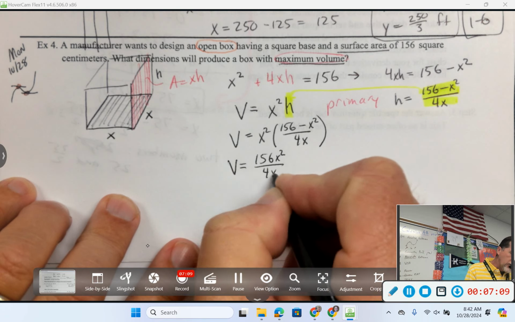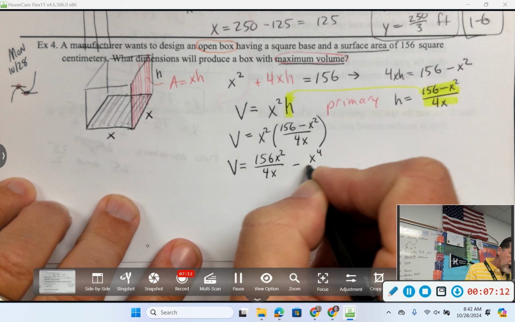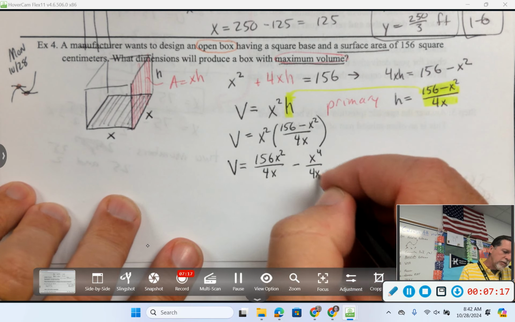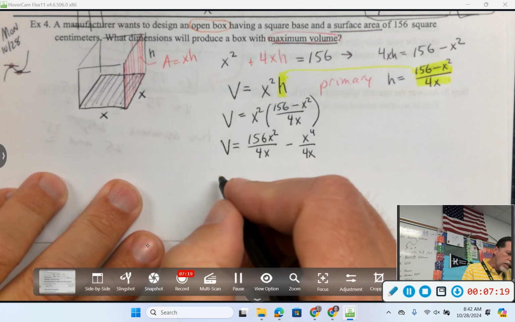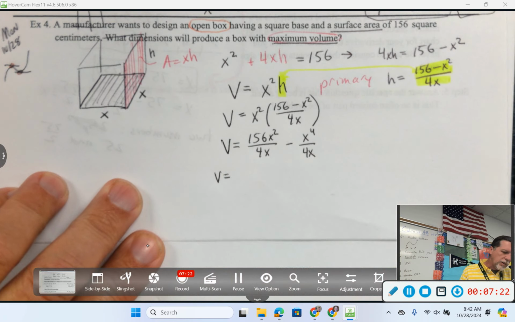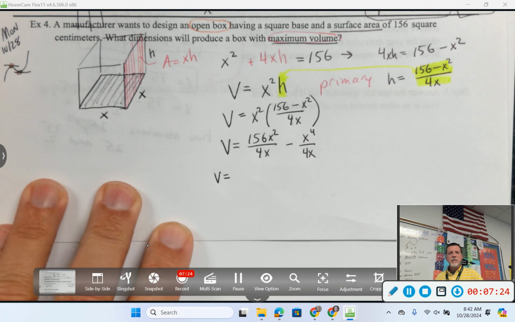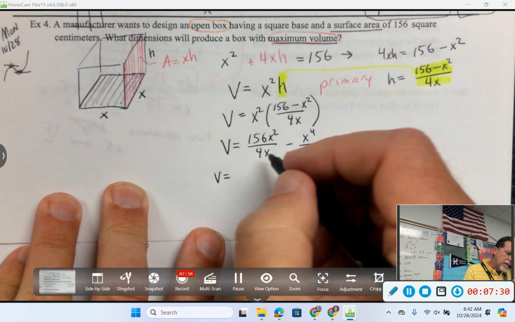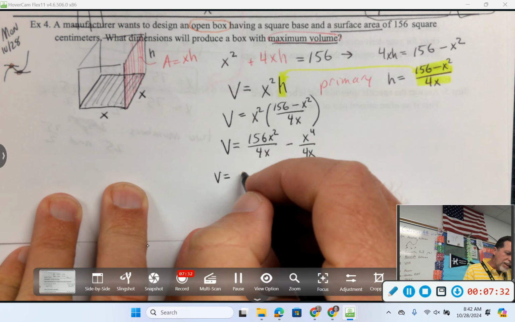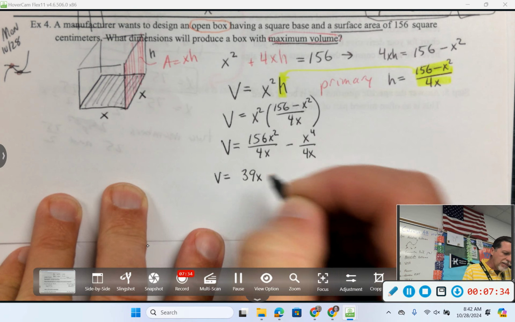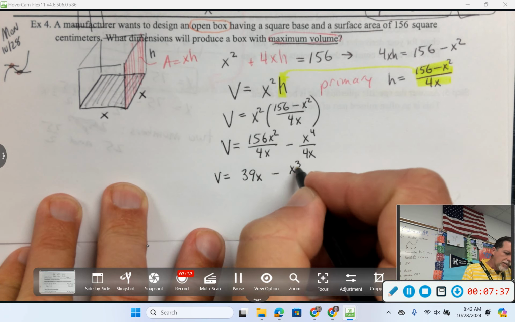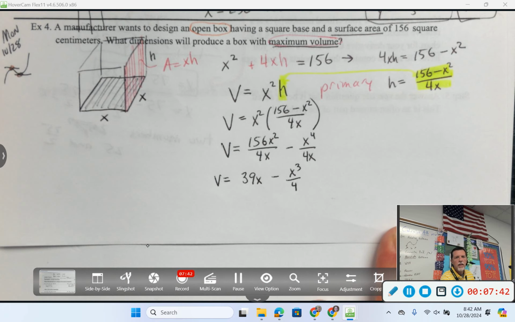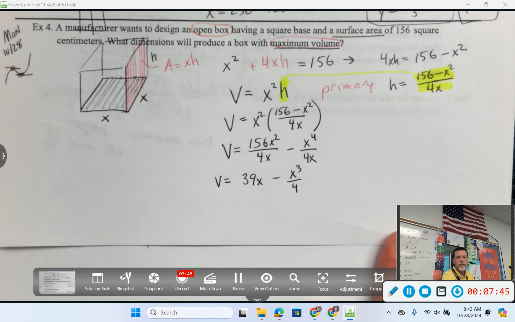156 x squared over 4x, minus x to the fourth over 4x. So 156 over 4. Be nice if that divided, and I think it does. 40 times 4 would be 160, so 39x minus x cubed over 4. Okay, that was a lot of work for that.